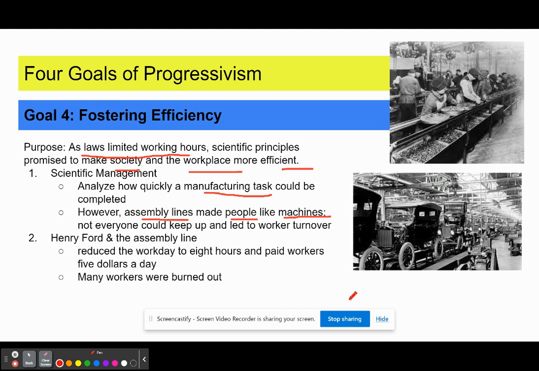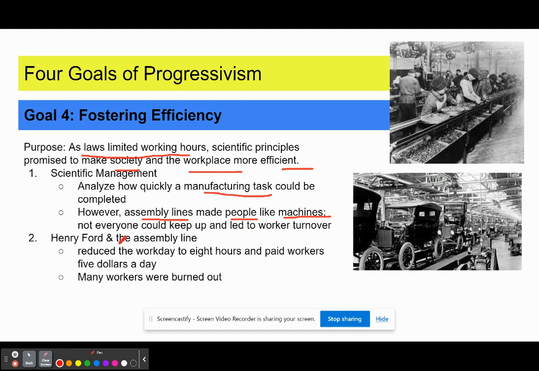Not everyone could keep up, and it led to worker turnover because people were exhausted, and it was mind-numbing work. If you did one thing over and over and over again, the same thing for 10, 12 hours a day, it's a bit mind-numbing, and that repetitiveness can really wear on people.